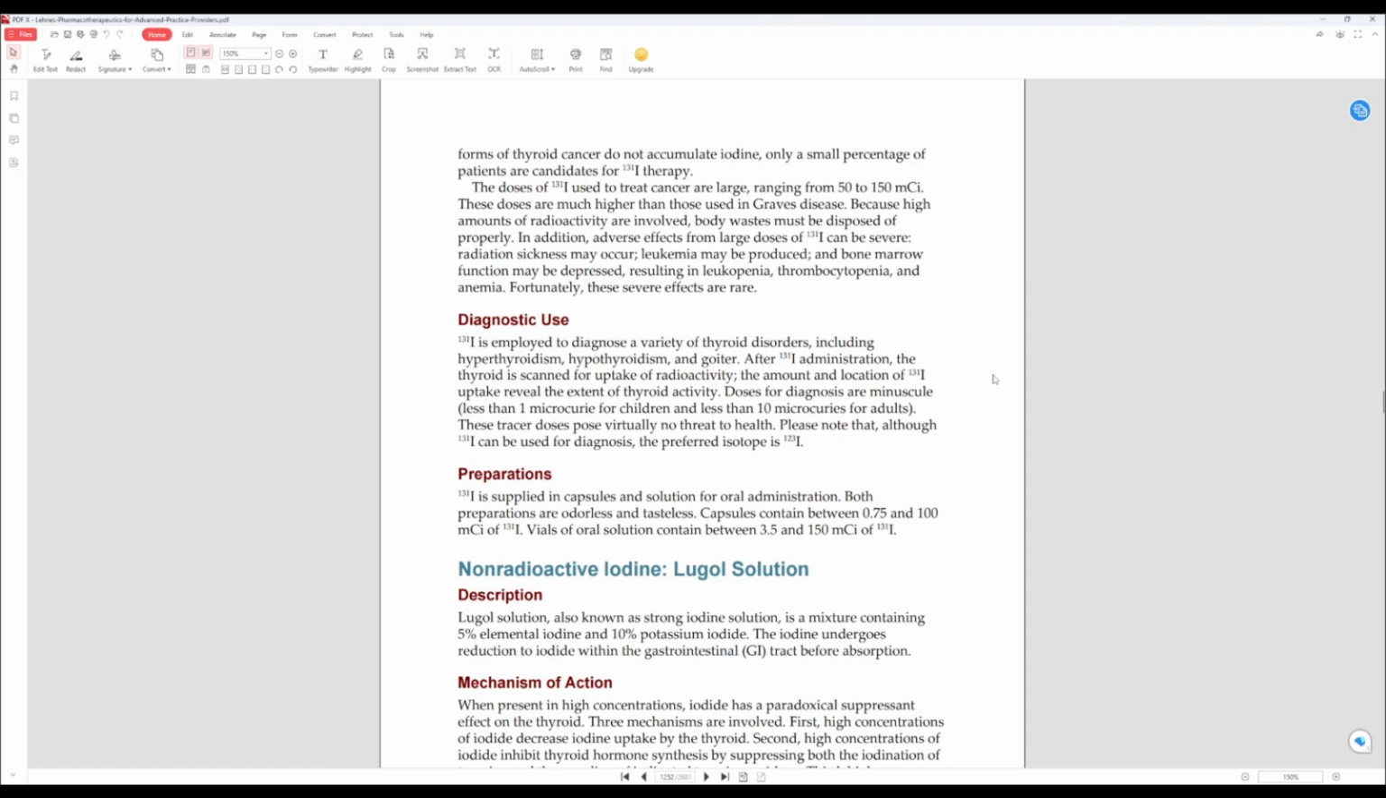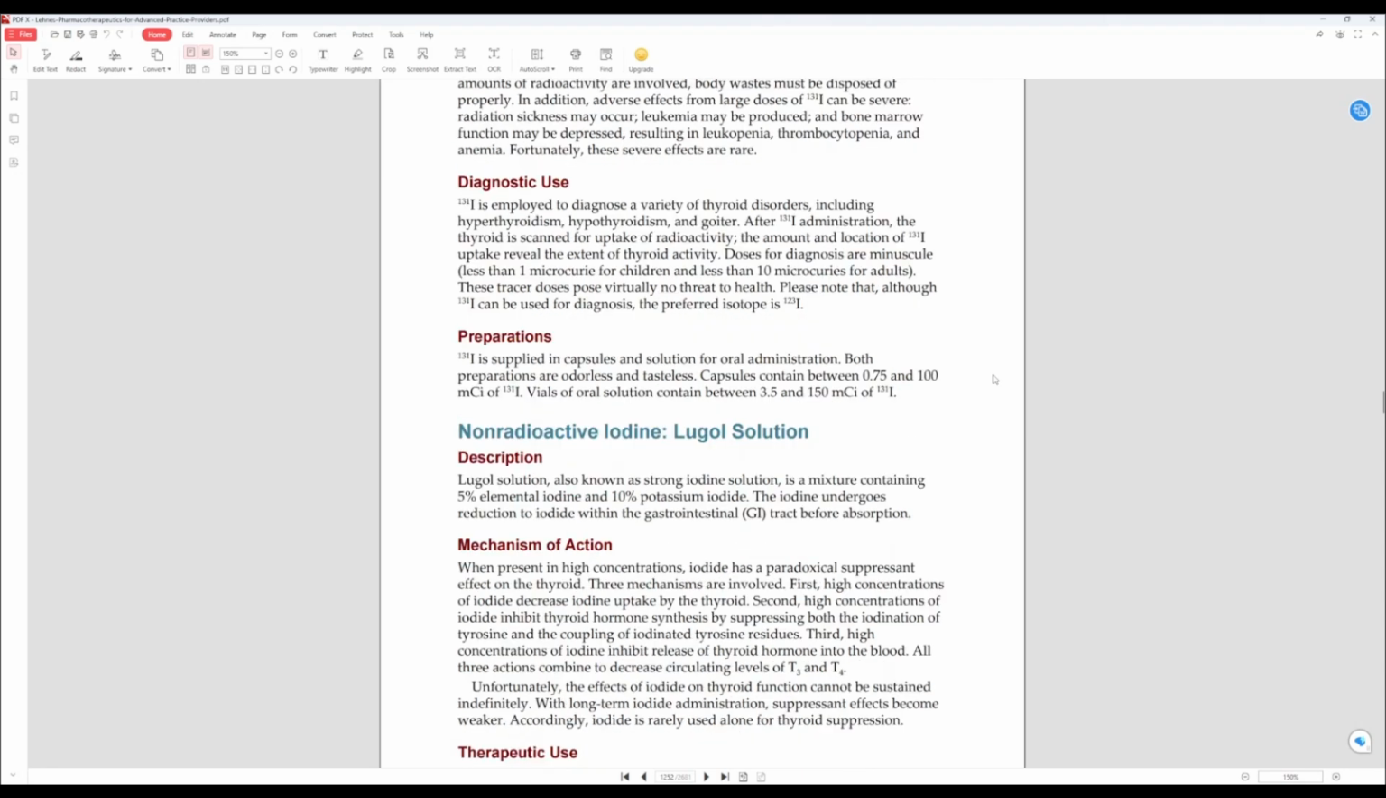Because high amounts of radioactivity are involved, body wastes must be disposed of properly. In addition, adverse effects from large doses of iodine-131 can be severe. They can include radiation sickness, leukemia may be produced, and bone marrow function may be depressed, resulting in leukopenia, thrombocytopenia, and anemia. Fortunately, these severe effects are again relatively rare.